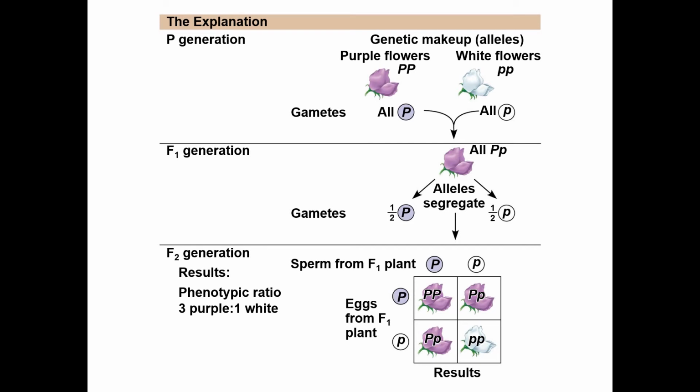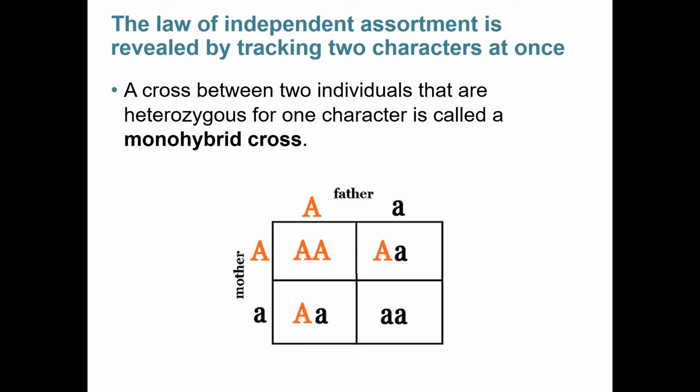When we do this, we see that we get the same results that we saw before: 3 purple to 1 white. From a genotypic standpoint, we get the following ratio: 1 homozygous dominant to 2 heterozygous to 1 homozygous recessive. This is called a monohybrid cross, and this is the standard genotypic ratio. Our phenotypic ratio is going to be 3 to 1, 3 purples to 1 white. A cross between two individuals that are heterozygous for one characteristic is always called a monohybrid cross, and it's always going to have this same ratio: 3 to 1 for phenotype, and 1 to 2 to 1 for genotype.